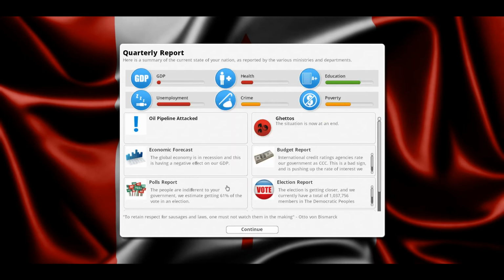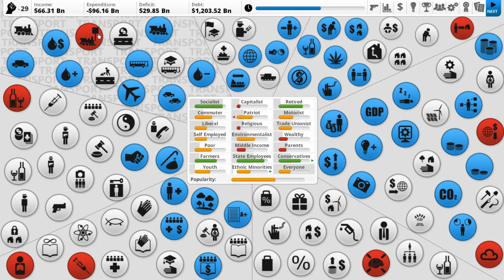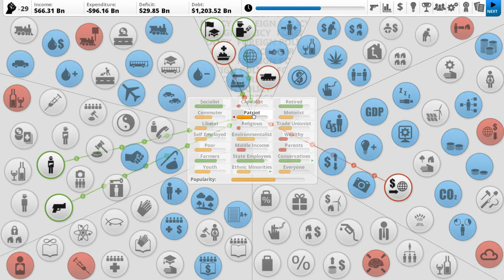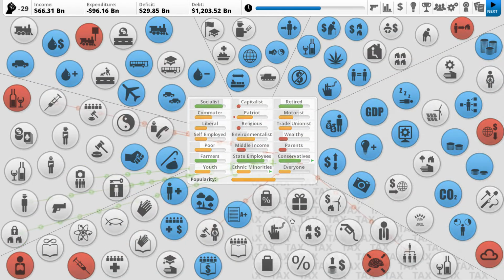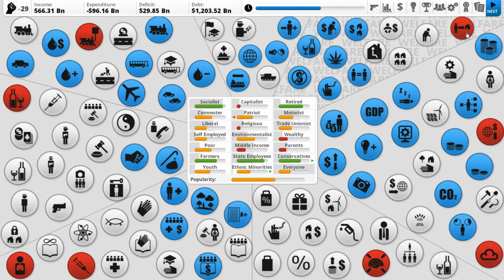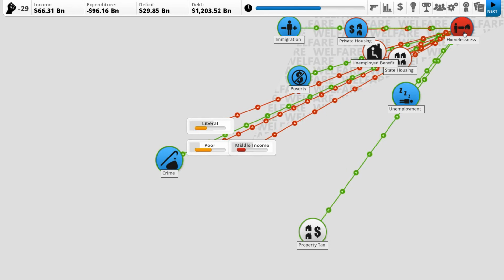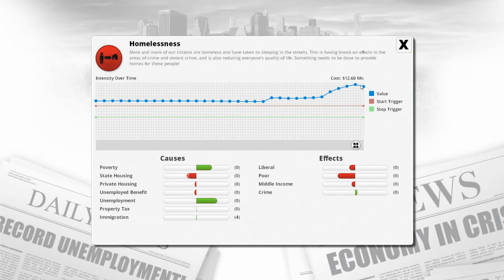Ah, our oil supply went down. That's going to piss off motorists. And... okay, so... Patriots are down, that's fine. Conservatives are up, that's really good. Liberals are about the same. But it's the middle income that we especially need to worry about right now. Homelessness. Come on, we increase state housing. It's starting to drop. What's causing it? Unemployment and poverty.